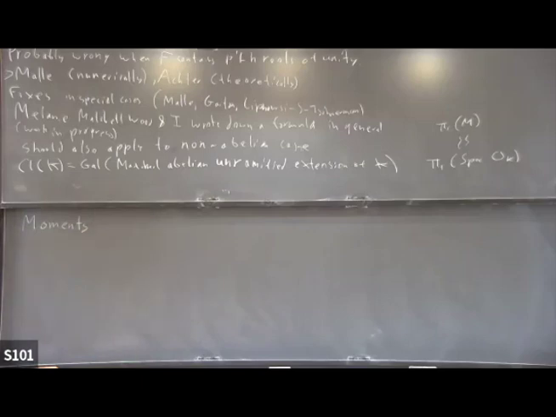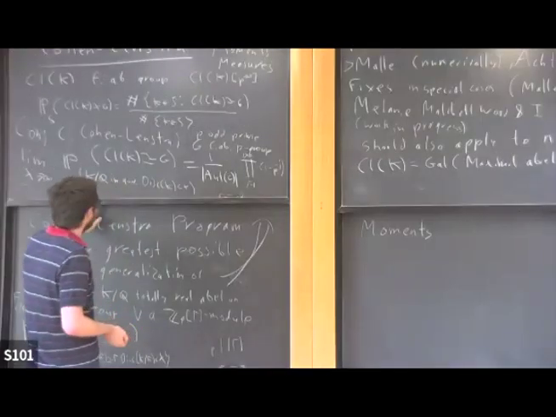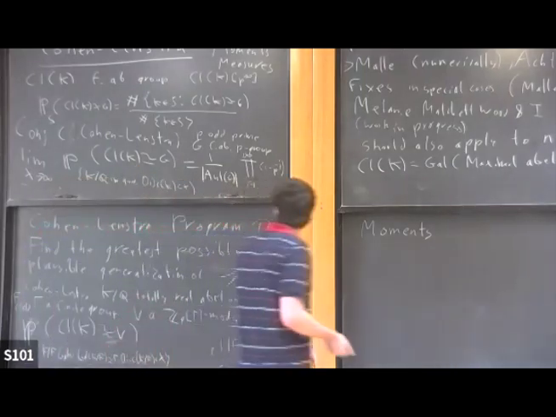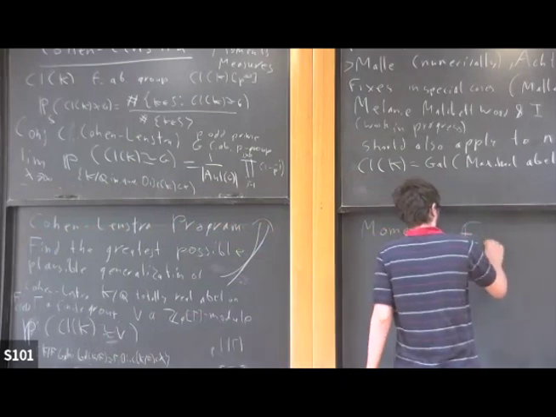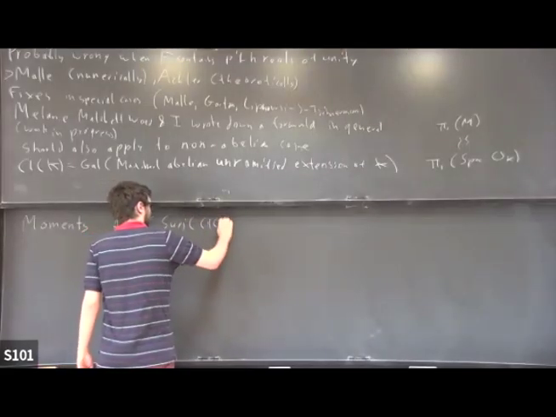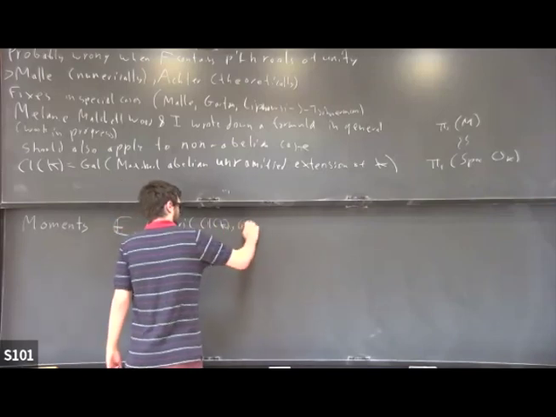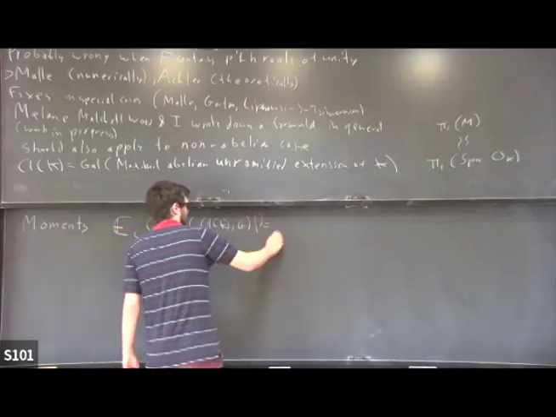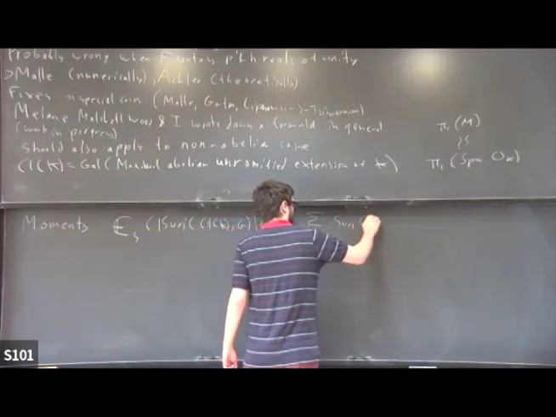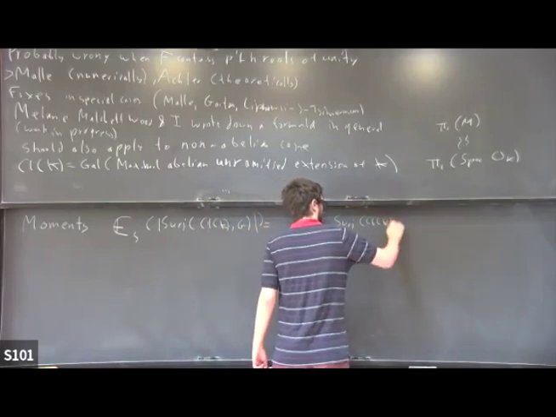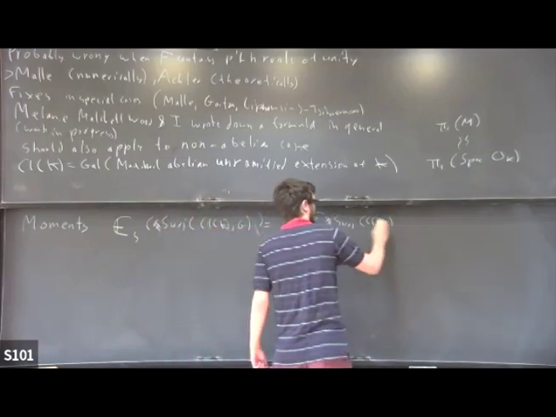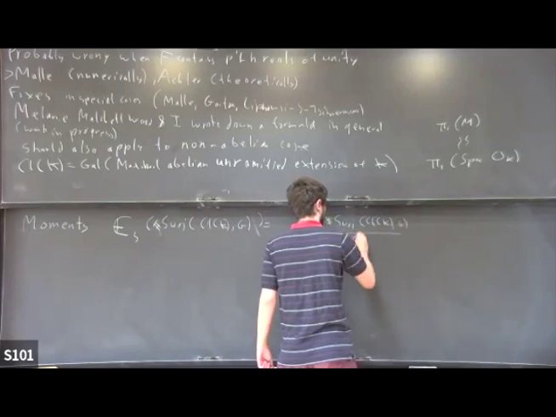A moment in probability theory: instead of considering the probability of an event, you consider the expectation of a natural function. In this case, by expectation of a function, like the number of surjections from the class group of K to G, I just mean the sum over K of the number of surjections from the class group of K to G, divided by the cardinality.